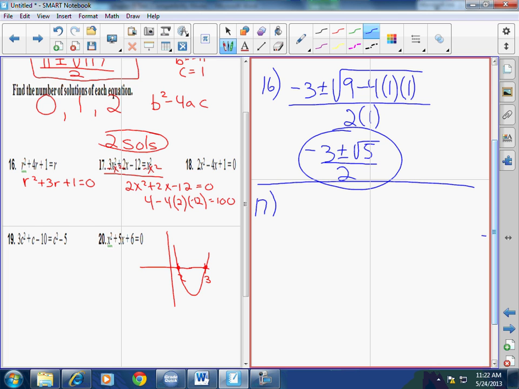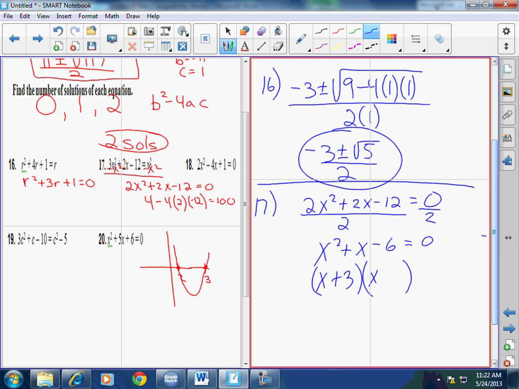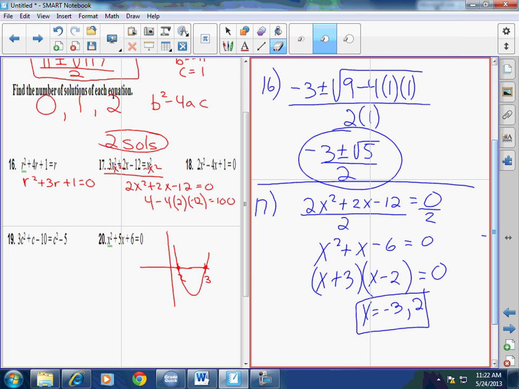17. 17 worked out to be 2x squared plus 2x minus 12 equals 0. I went ahead and first divided out my GCF of 2, which I have taught you to do many times. And that's x squared plus x minus 6 equals 0. Oh, I can factor it. This is going to be x plus 3 and x minus 2, because 3 times negative 2 is negative 6, and 3 minus 2 is positive 1. Got to set both of these equal to 0. So x would equal negative 3 and 2. That would have given you some extra credit as well.